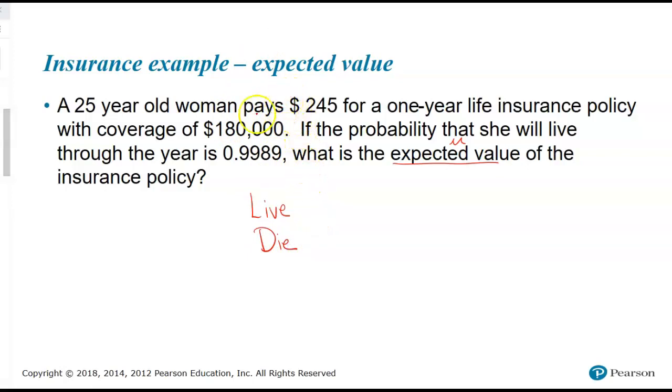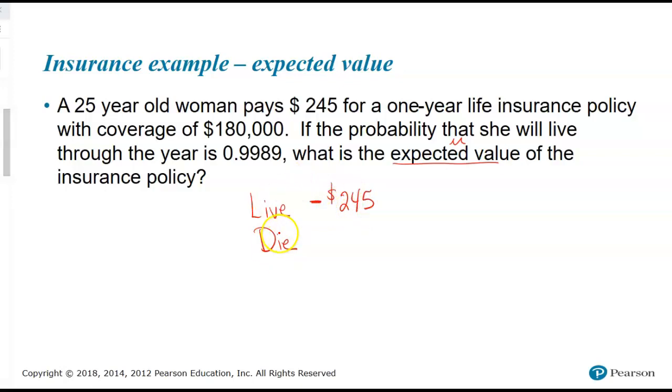So going back and looking at our numbers here, they're going to pay $245 for a 1-year life insurance policy. So if they live, then thankfully they're not going to collect on the life insurance, but they are going to have paid the $245. So they're actually going to be out the $245. So that's their net gain or loss if they were to live, is the premium for that insurance.